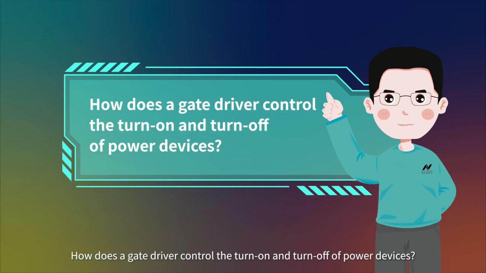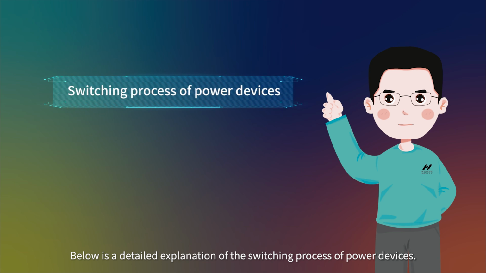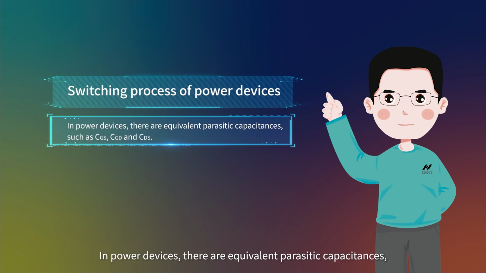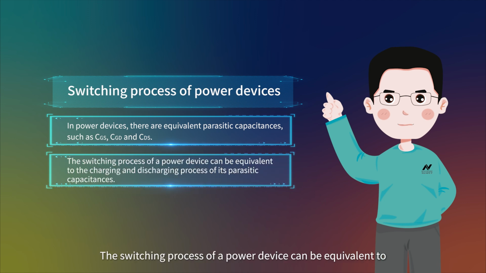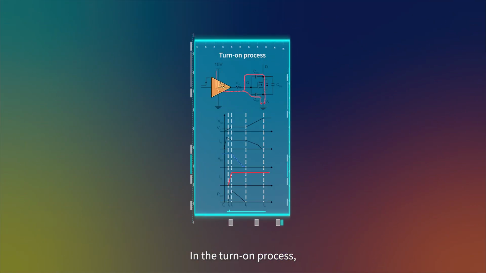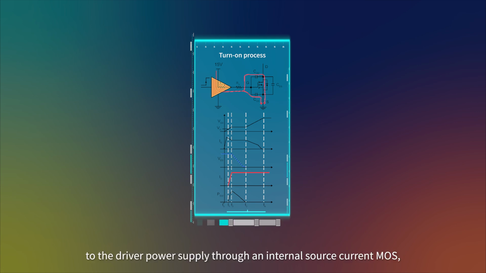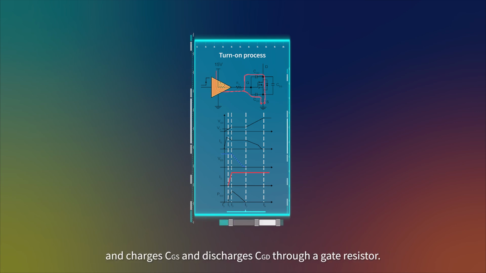How does a gate driver control the turn-on and turn-off of power devices? Below is a detailed explanation of the switching process of power devices. In power devices, there are equivalent parasitic capacitances. The switching process of a power device can be equivalent to the charging and discharging process of its parasitic capacitances. In the turn-on process, the driver IC connects the output signal to the driver power supply through an internal source current MOS, and charges CGS and discharges CGD through a gate resistor.